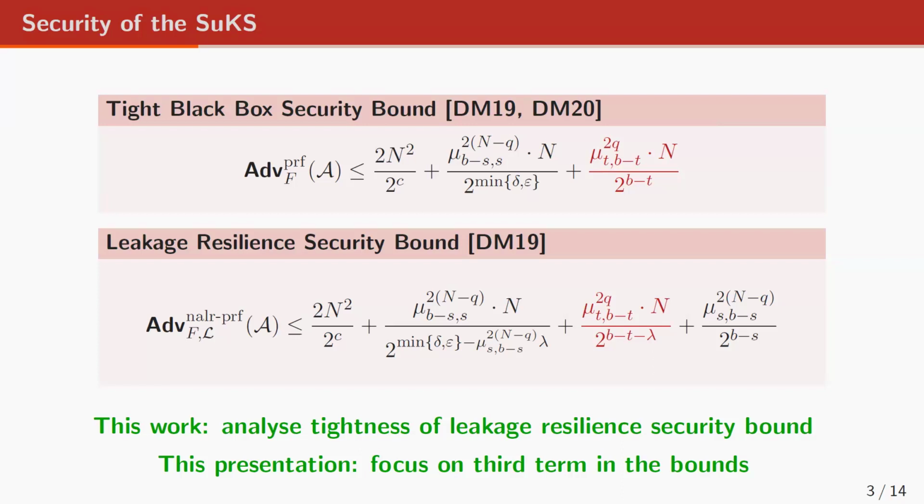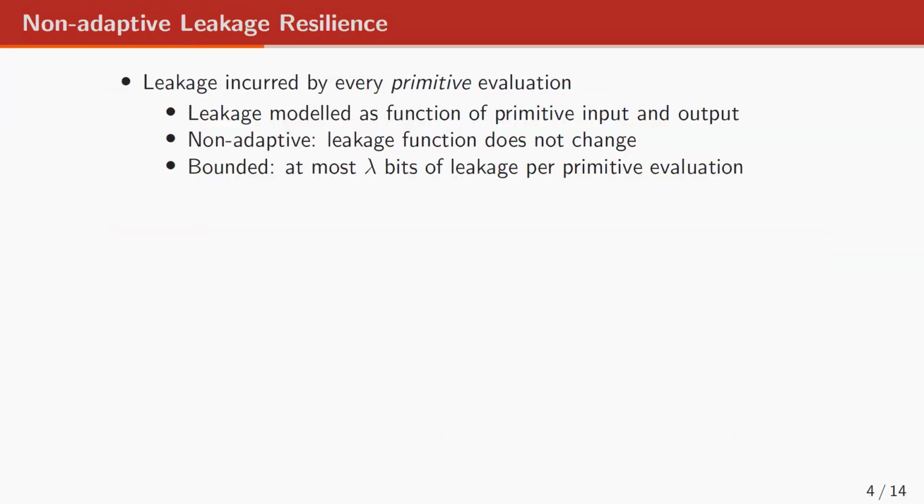Before I go into the tightness analysis, I will first explain the leakage model we use, which is non-adaptive leakage resilience. In this model, we assume that leakage is incurred by every primitive evaluation, and that the leakage is modeled as a function of the input and output of the primitive. The leakage function is non-adaptive, which means that it does not change. And the leakage is also bounded, so per primitive evaluation, there are at most lambda bits of leakage.